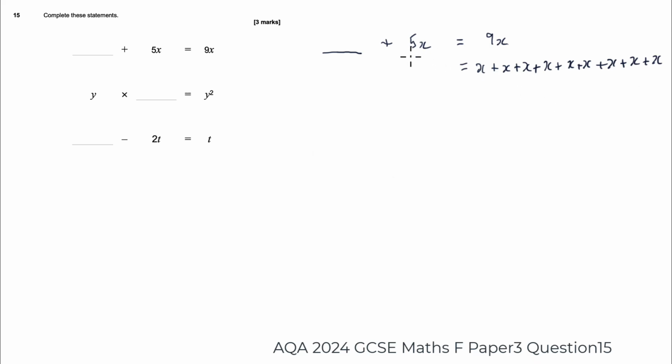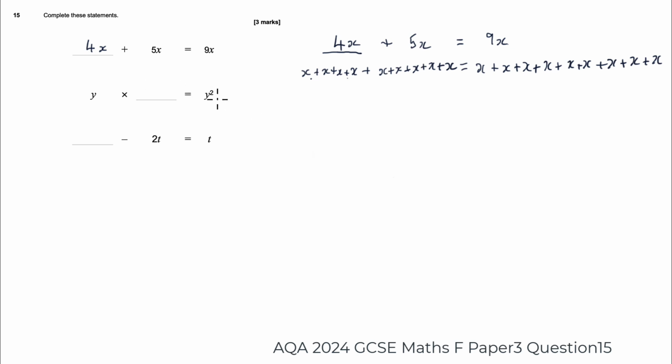Now on the left hand side we've got 5x, x plus x plus x plus x plus x. There's 5 of them. What's missing? Well, there must be 4 lots of x missing. And then we've got 9 x's all added together on both sides. So there was a 4x missing. 4 lots of x plus 5 lots of x gives us 9 lots of x.